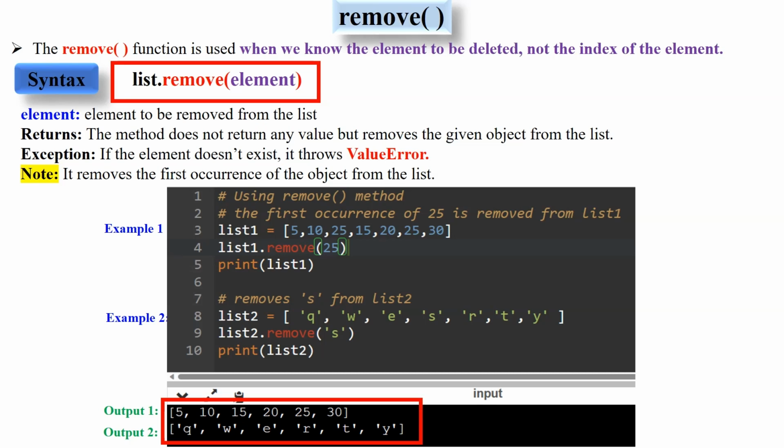The remove method removes the first occurrence of the object from the list. Let's see some examples. Example 1.